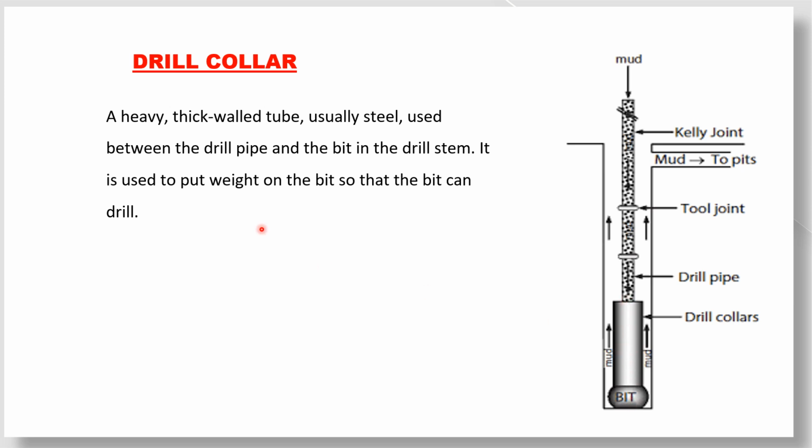So let's see the definition. What is a drill collar? A heavy thick-wall tube, usually steel, used between the drill pipe and the bit in the drill stem. It is used to put more weight on the bit so that the bit can drill.